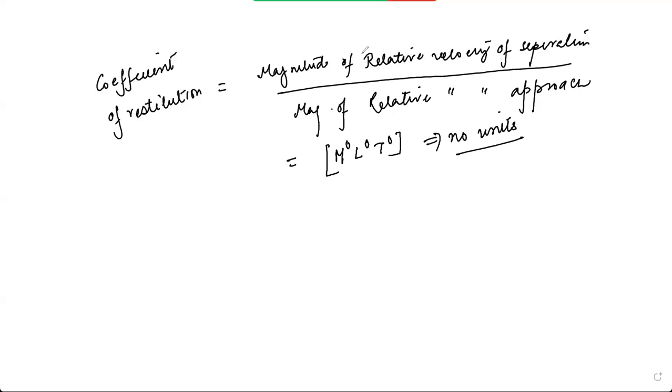Next, dimensional formula of impulse. M L T^-1. This is the dimensional formula of impulse. Unit is kg meter per second.